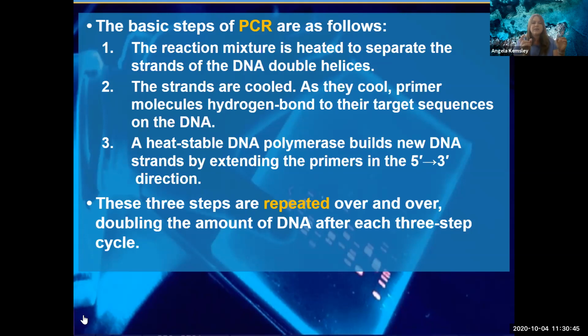A heat-stable DNA polymerase builds new DNA strands by extending the primers in a 5-to-3 direction, just like when we talked about DNA sequencing or DNA replication. And then these 3 steps are repeated over and over again, doubling the amount of DNA after each 3-step cycle.